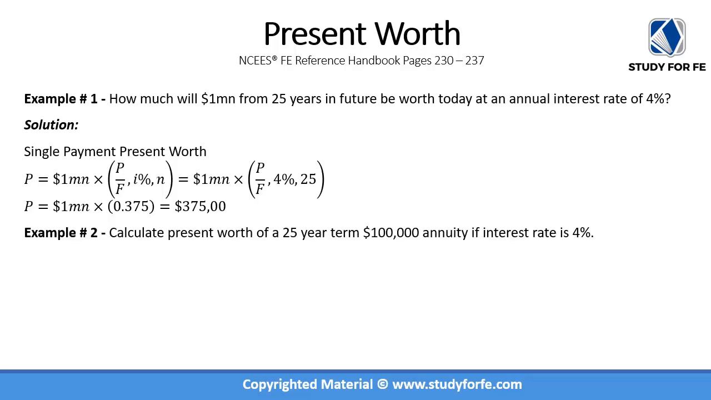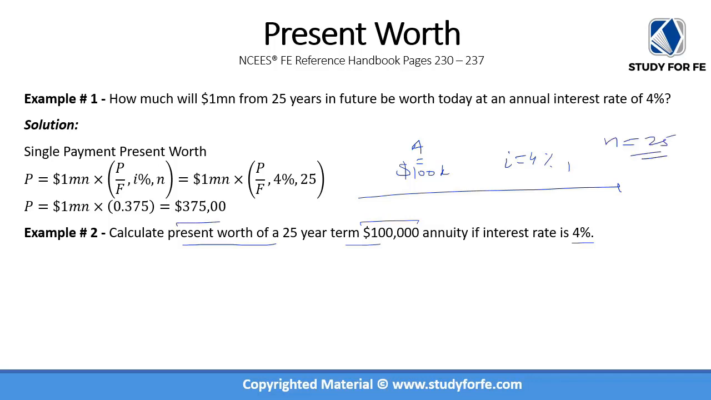Example number 2 involves an annuity. We have to calculate the present worth of a 25-year term, $100,000 annuity if the interest rate is 4%. When we are dealing with an annuity, it basically means that payments are being made, or you are being paid, on an annual basis. So in this case, $100,000 is what the annuity pays for 25 years, and the interest rate i is equal to 4%. So A is the annuity, which is $100,000, and N is equal to 25.